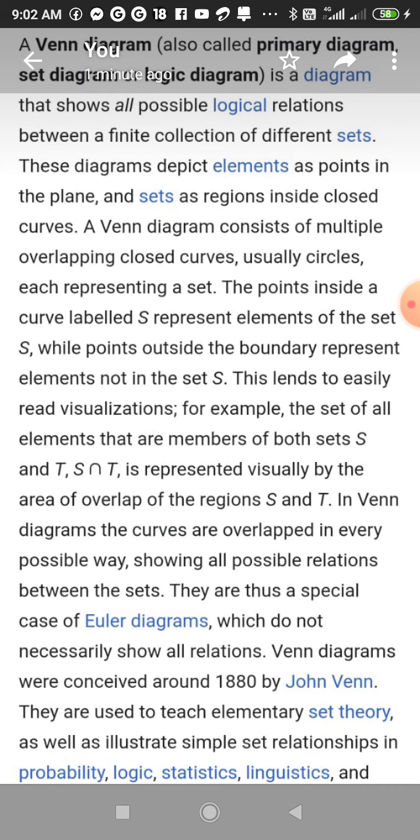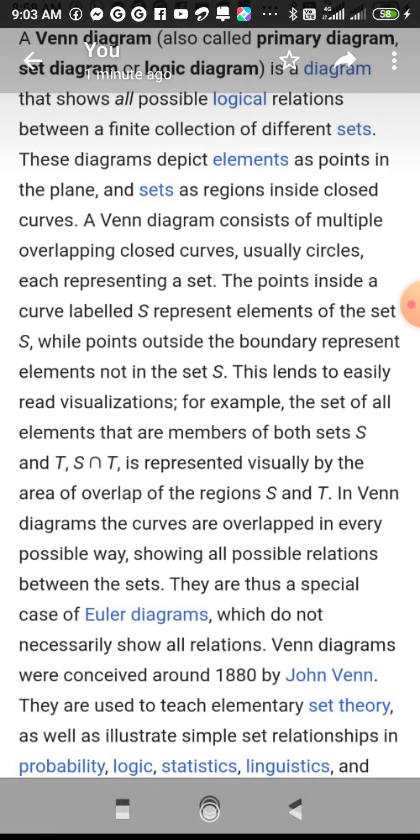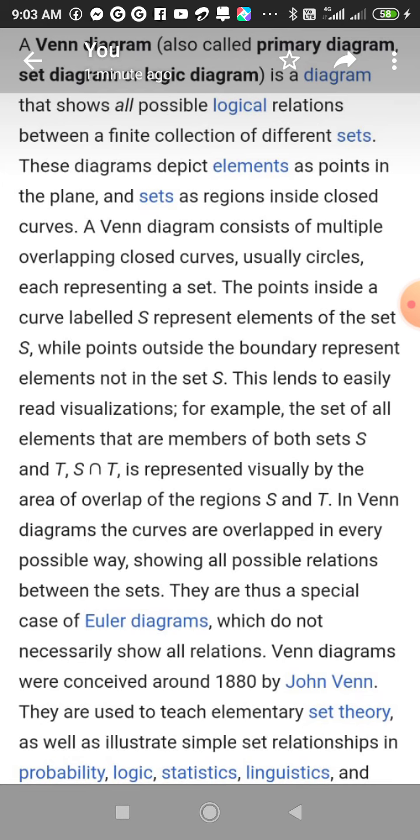These diagrams depict elements as points in the plane and sets as regions inside closed curves. A Venn diagram consists of multiple overlapping closed curves, usually circles, each representing a set. The points inside a curve labeled S represent elements of the set, while points outside the boundary represent elements not in the set. This lends to easily read visualizations.